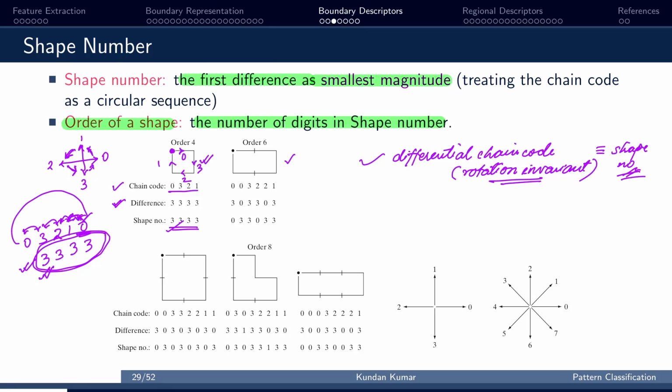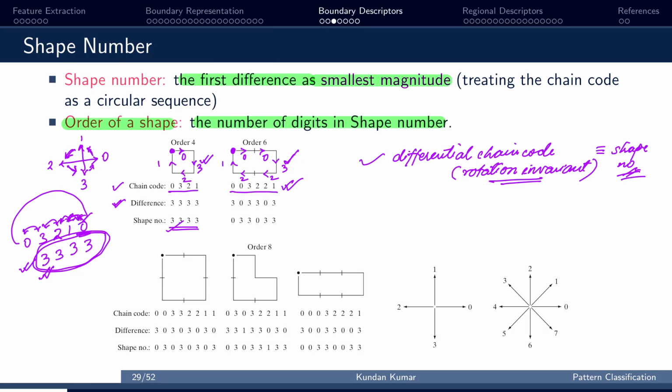Let us see this example. Okay, so here we have to start from the top left corner. So this will be 0, this will be 0, this will be 3, this will be 2, this will be 2, and this will be 1. So we have the chain code 0, 0, 3, 2, 2, 1.